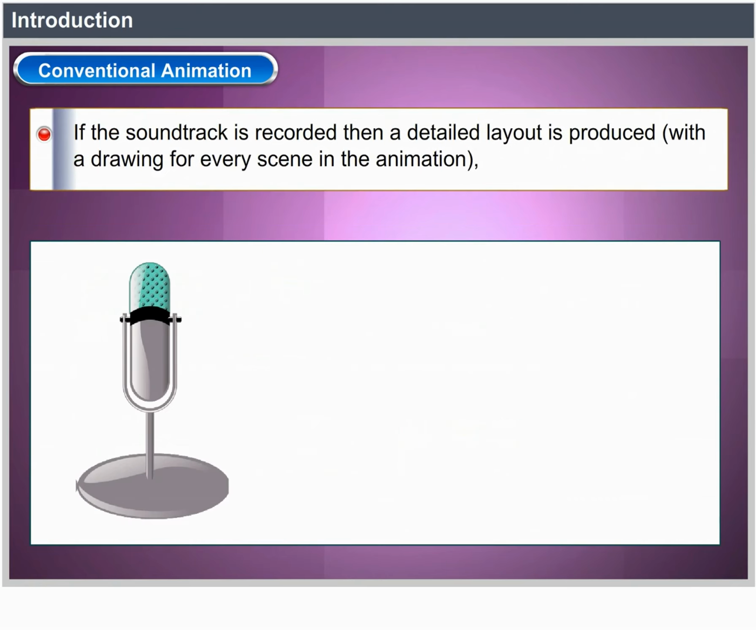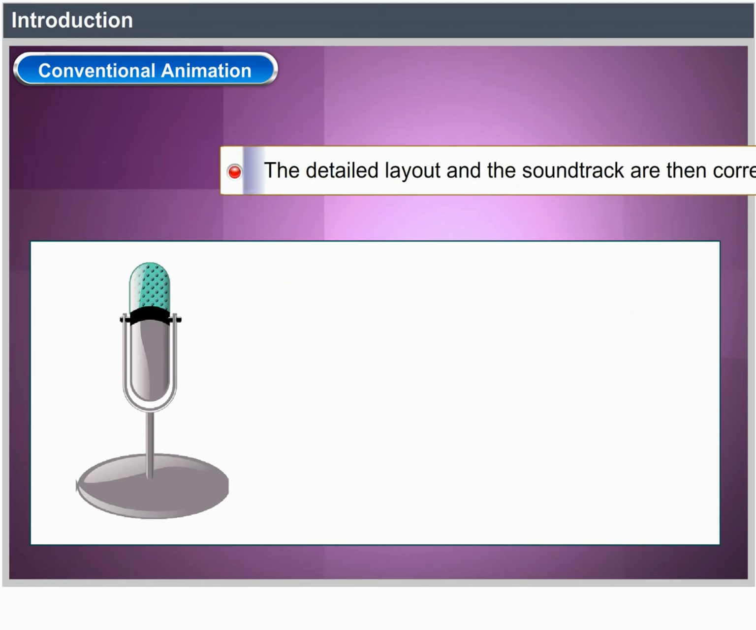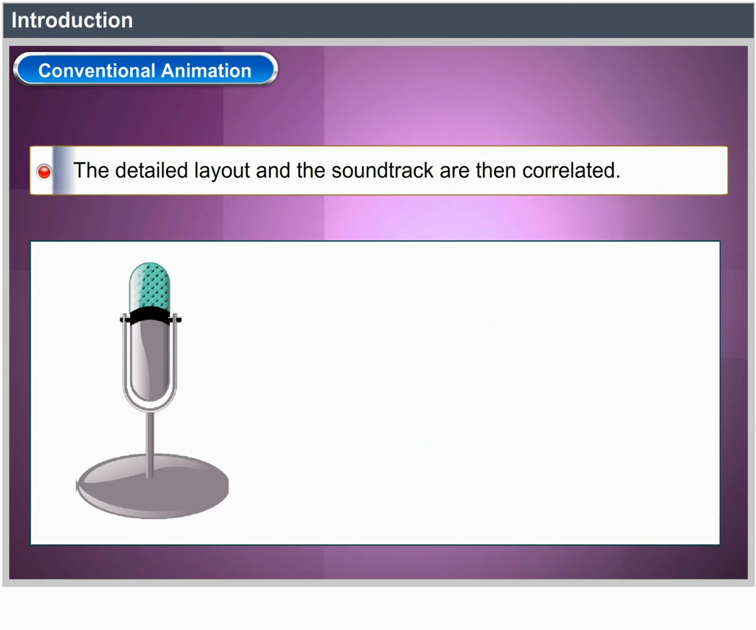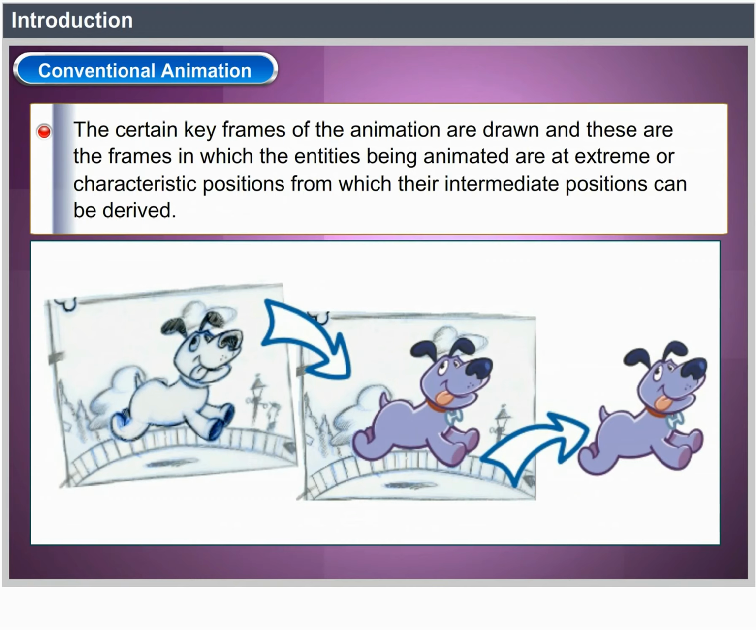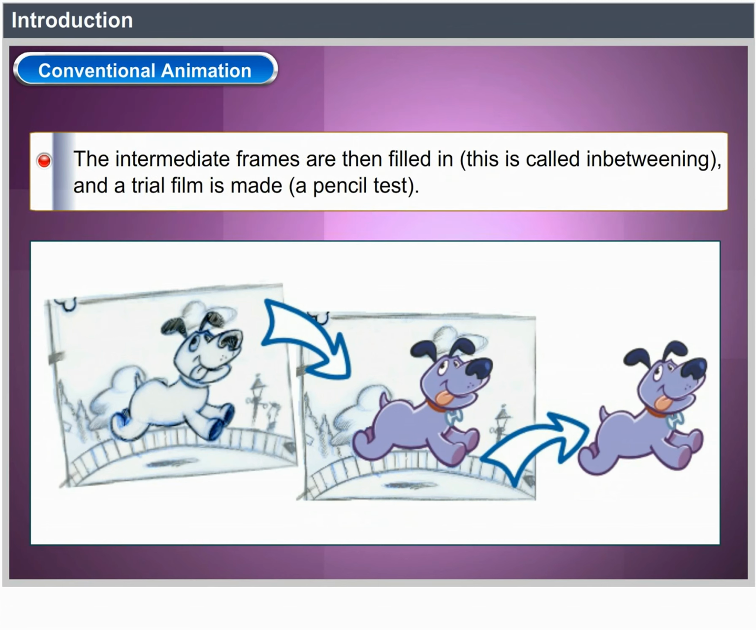A detailed layout is produced with a drawing for every scene in the animation, and the soundtrack is read, that is, the instances at which significant sounds occur are recorded in order. The detailed layout and the soundtrack are then correlated. Next, certain keyframes of the animation are drawn. These are the frames in which the entities being animated are at extreme or characteristic positions, from which their intermediate positions can be inferred. The intermediate frames are then filled in.